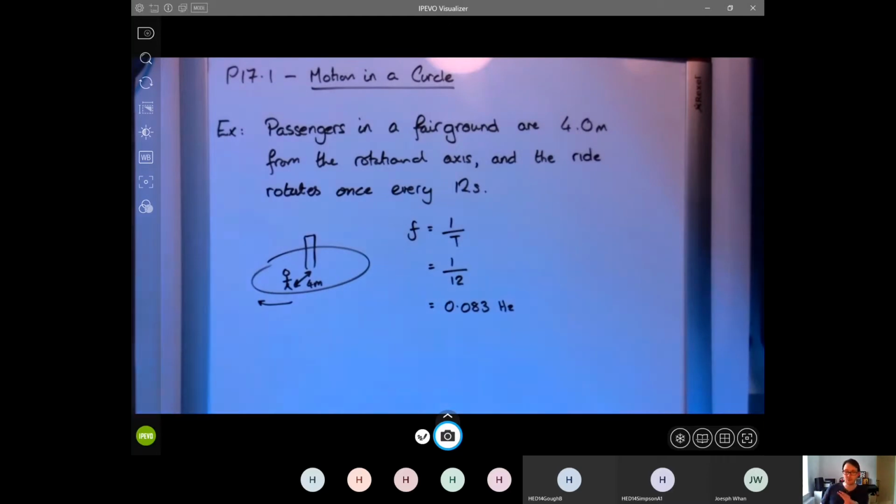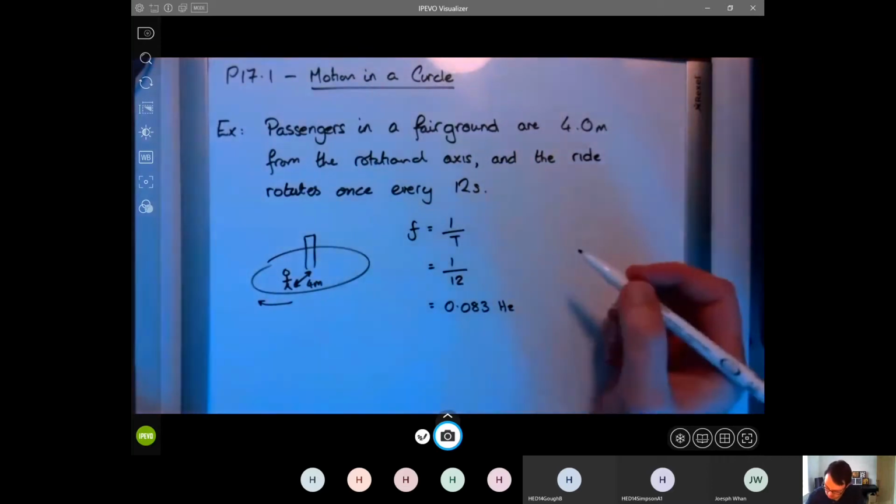Okay, and this is going to be really important because later on in this topic, we are going to relate circular motion to waves. Okay, it gets a bit more complicated when we get to that, simple harmonic motion, but we will get there. But for the moment, frequency, hertz, and frequency is 1 over the time.